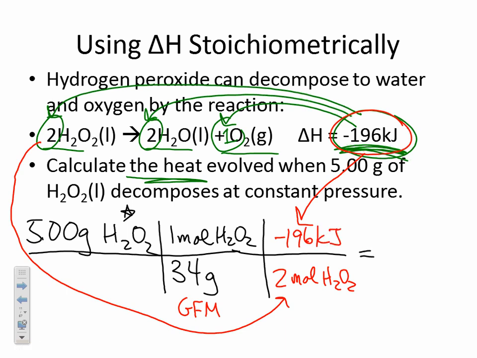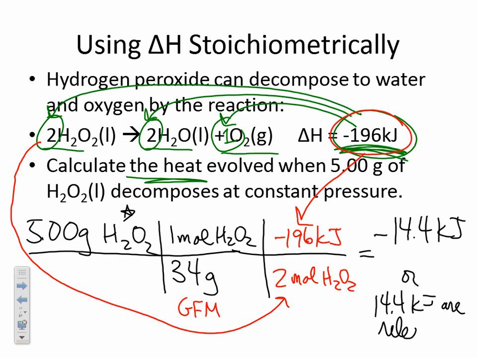So we can plug in and get our units to cancel. And when we do that math, 5 divided by 34 times 196 divided by 2, and we have a negative value, we should get minus 14.4 kilojoules, or 14.4 kilojoules are released. And that's it.